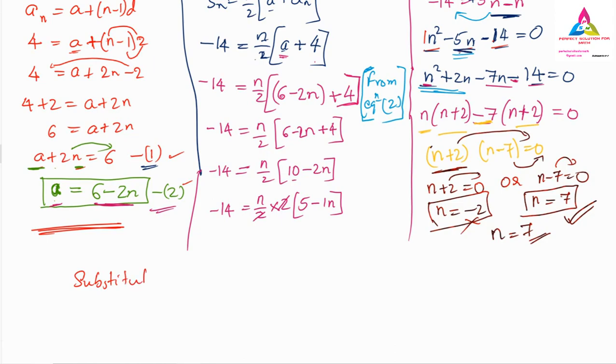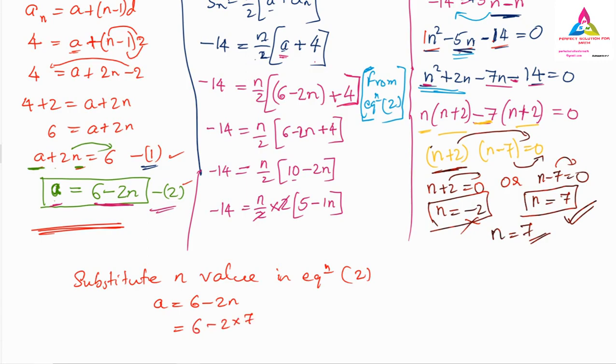Substitute the n value in equation 1 or 2. I will take equation 2 only, because directly we have taken that. So here a is equal to 6 minus 2n. So what is the n value? Just now we found the n value is nothing but 7.